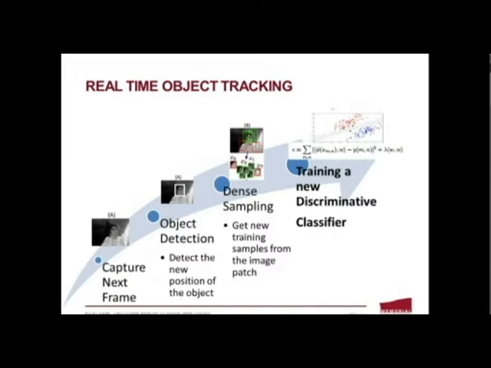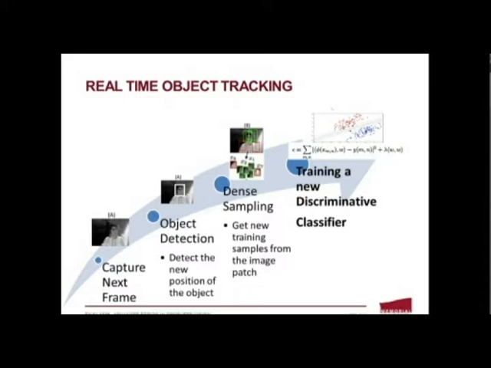For real-time object tracking, we employ a 4-step procedure. First, we capture the next frame. Then, we detect the object. Once we get the location of the object, we process dense sampling to get all the training samples from a single image patch. This is the positive sample. This is the negative sample.